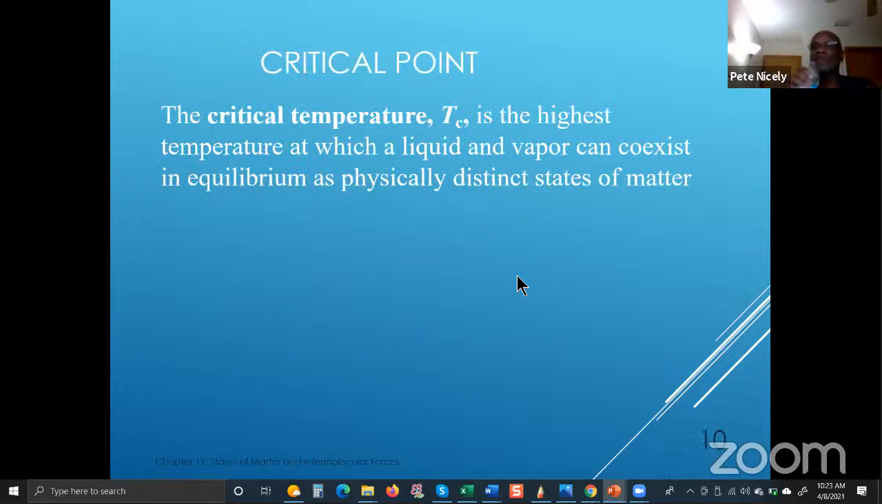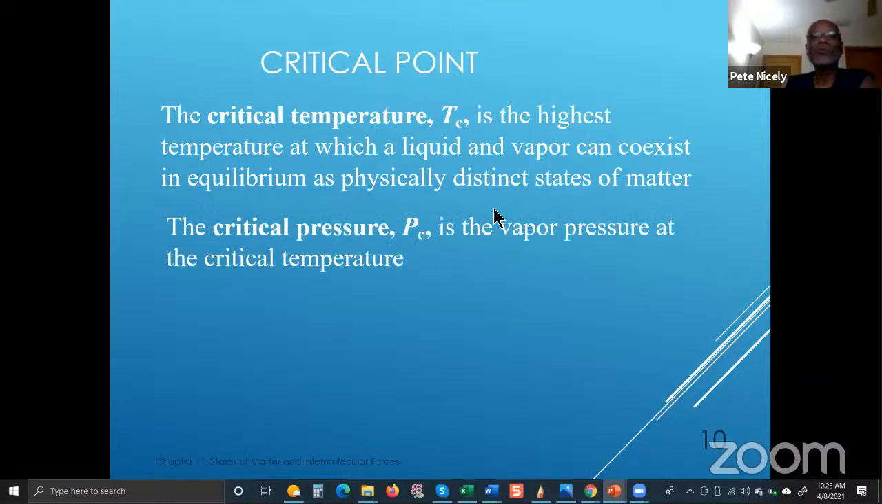Another term I want to define here is the critical temperature. This is the highest temperature at which a liquid and vapor can coexist in equilibrium as physically distinct states of matter. Of course, we can easily distinguish between the liquid state and the gaseous state, even visually. But there comes a point in temperature and at a particular pressure where you cannot make a distinction between the liquid and vapor states. They coexist in equilibrium, but you cannot see the difference between them.